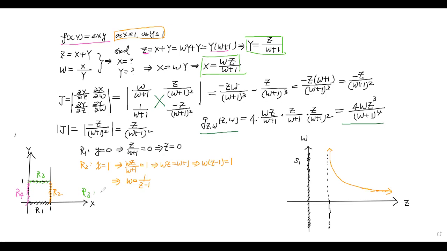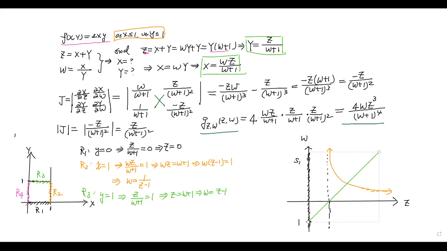R3, what is R3? R3 is y equal to 1. So I put y equal to 1, so it's z over w plus 1 equal to 1. So I will have z is equal to w plus 1, or you can say w is equal to z minus 1. What is w equal to z minus 1? It is a line, right? So when z equal to 1, w is equal to 0. So the R3, I can transfer to here.